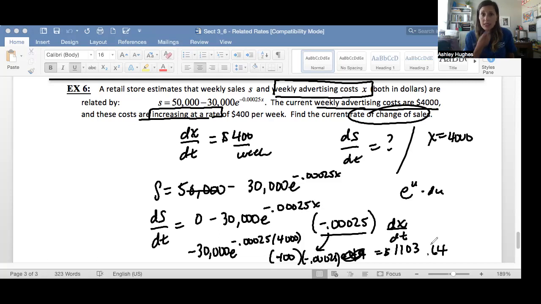And the units, so it'd be dollars per week, because it's per time.